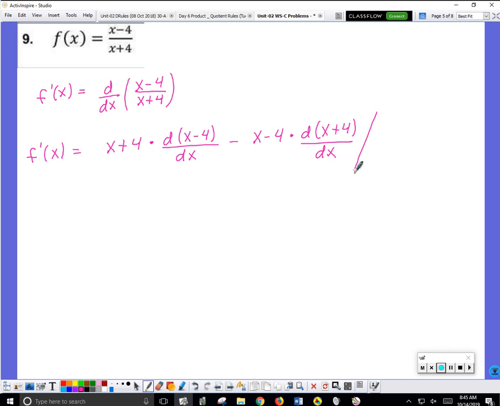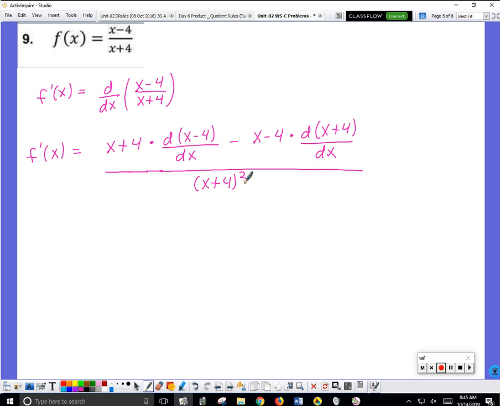You're not indicating that all of it's being divided. If you want to put this in parentheses, you can use the slash. That's okay. Questions? Okay. So then all of it's divided by bottom squared. Do not expand the bottom. Just leave it as x plus 4 squared.